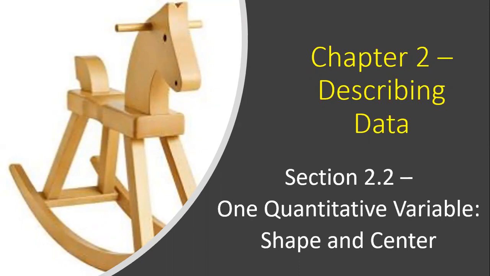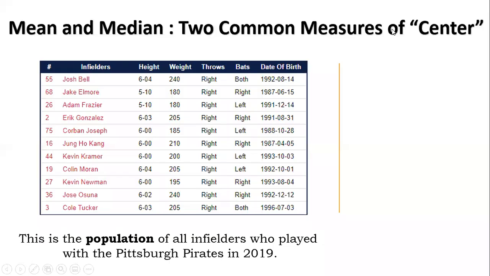In our previous video, we took a deeper dive into looking at categorical variables. In this video and in the one that follows, we'll be taking a closer look at quantitative variables. Let's begin by taking a look at the data set that was included as one of our items of interest in the previous video. This is the population of pirate infielders from the year 2019.